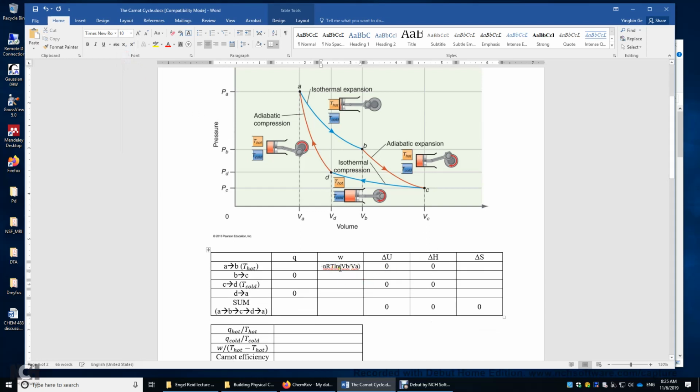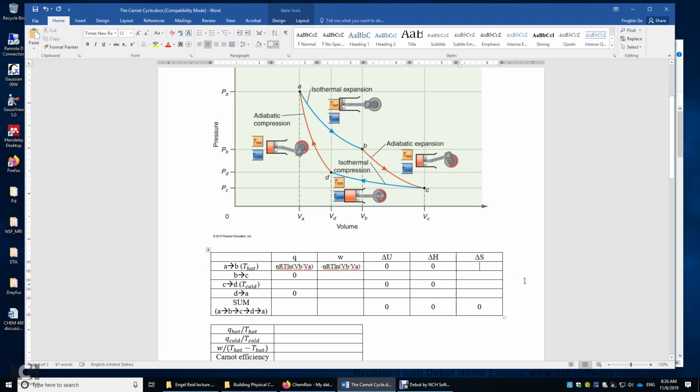This is the amount of work here. Again, this is isothermal, therefore we can assume delta U is 0 for an ideal gas. Therefore, Q plus W equals 0. We have Q here. How about the entropy change?